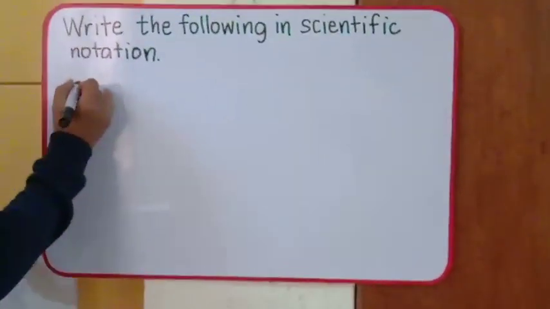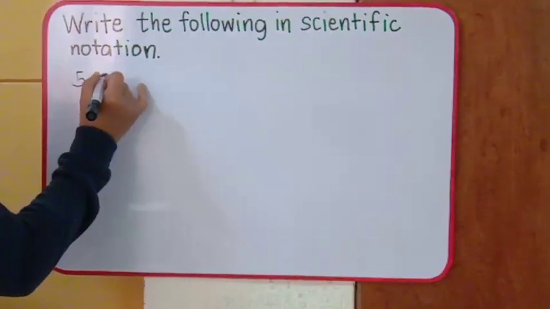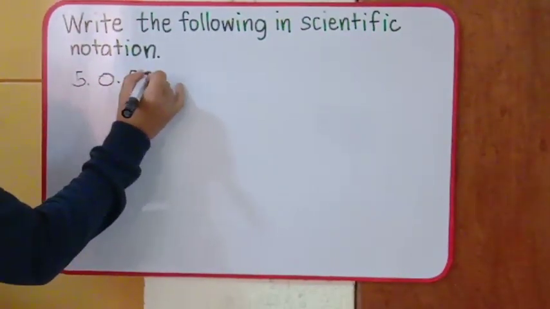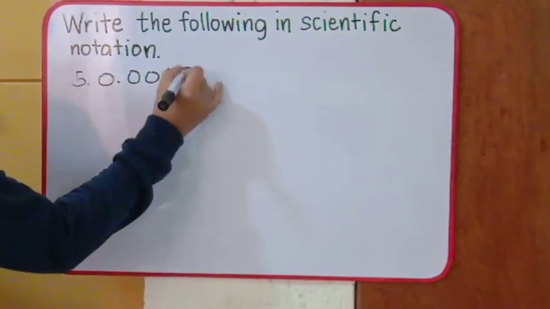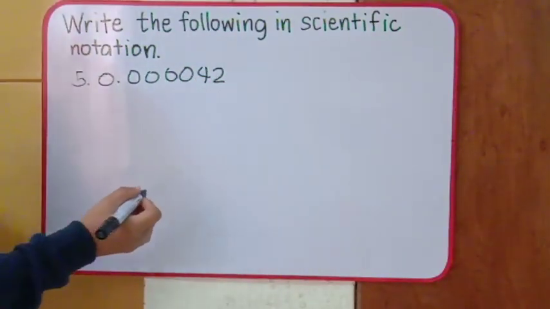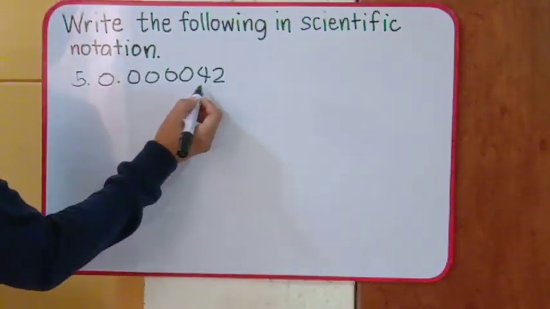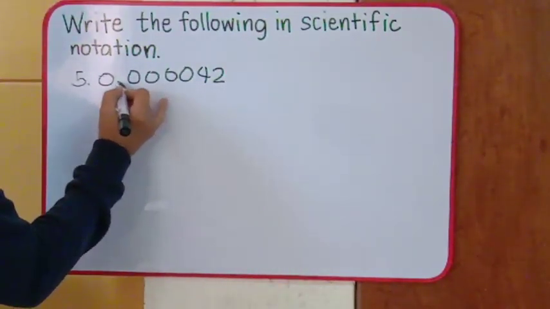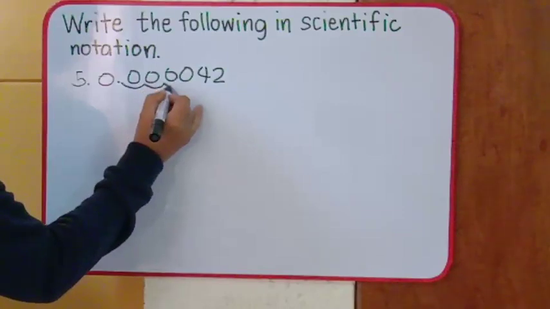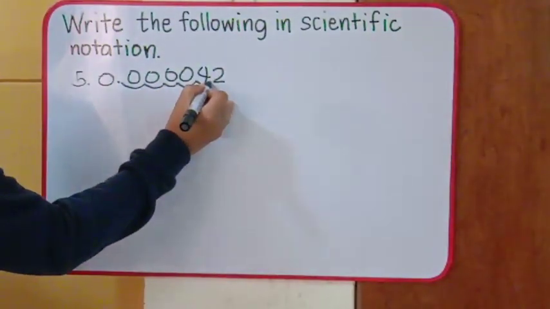Now let us have example number 5. So we are given in number 5 as 0.000042. So take note that we have to get the value of A, which is greater than or equal to 1 but less than 10. So we have here 1, 2, 3, 4, 5. So we will stop here because this will be the first significant digit in our given number.